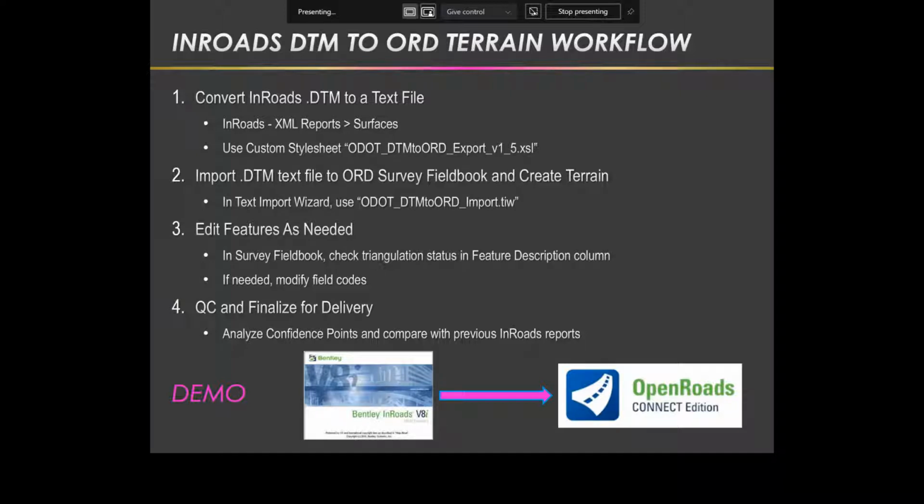So we either have to go back and re-import the original Infinity CSV files or the individual topo FWD files into our survey fieldbook and make the edits again. So you're just duplicating your work. Or an easier method that we have created is to convert your combined, groomed and finalized DTM features to a text file with the field codes assigned to each point based upon that surface feature style in your DTM, and then import that text file into the ORD survey fieldbook. Then we can create the terrain from the fieldbook, and it's a pretty seamless process with minimal editing.